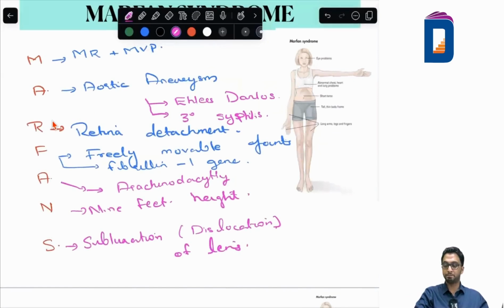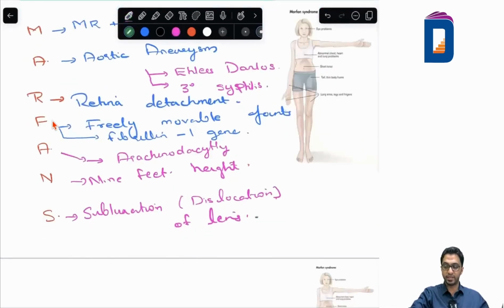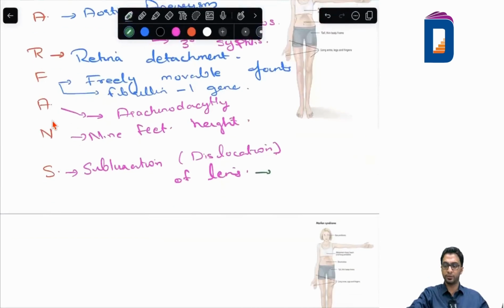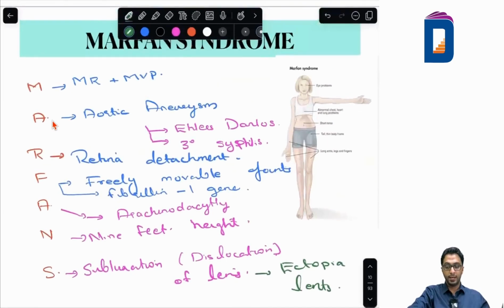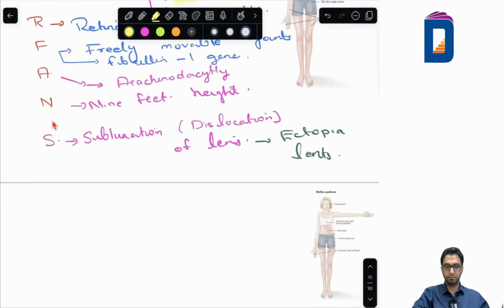The retina gets detached, and your lens also gets detached. This particular detachment has a specific term and is a very important diagnosis, which is called ectopia lentis. So these are the key terms here. And death in patients with Ehlers-Danlos, death in patients with Marfan syndrome, all occurs basically due to aortic dissection. We'll come to that. So these are the major features.